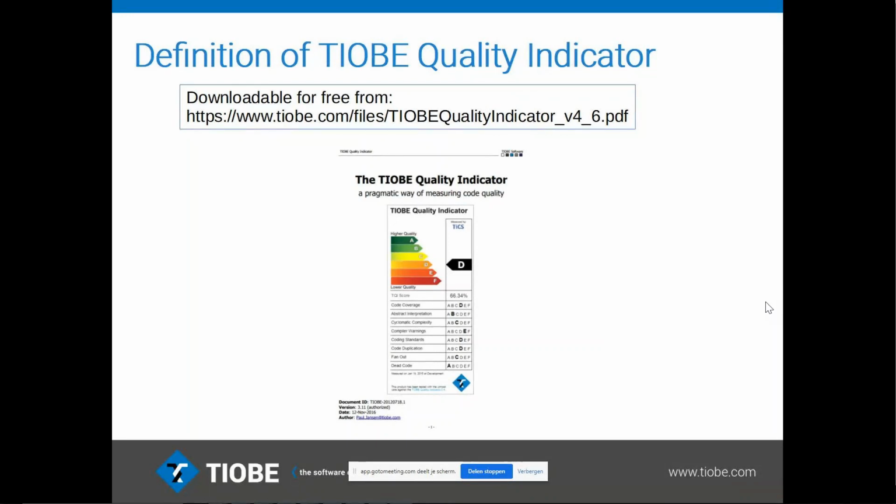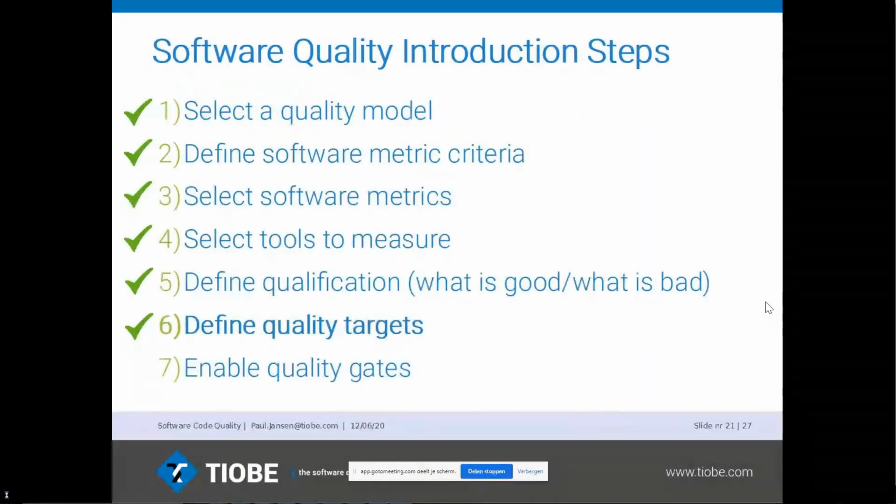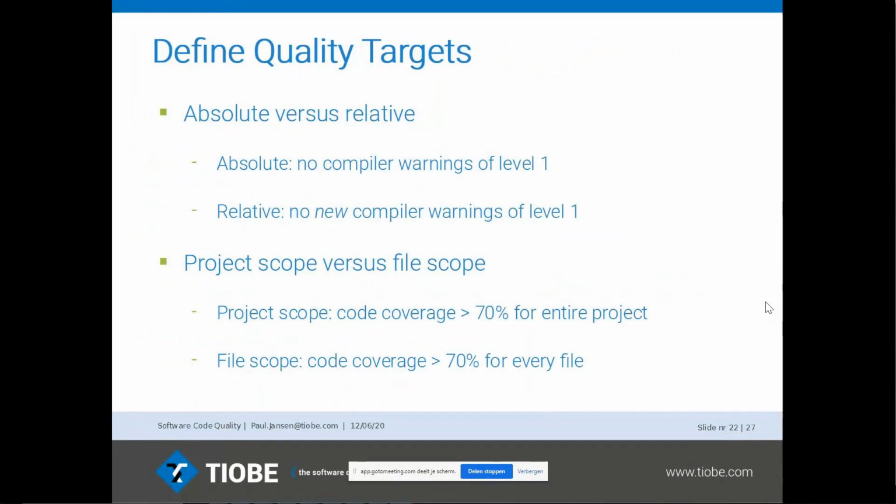But now we come to the most interesting part, and the part that is actually what you are here for, and that is defining quality targets. So we are now ready and set to do this. And actually, if we look at it more closely, there are 2 important aspects of defining quality targets. One of them is that you can set quality targets in an absolute way, and you can also set them in a relative way. Let me give you an example of the difference.